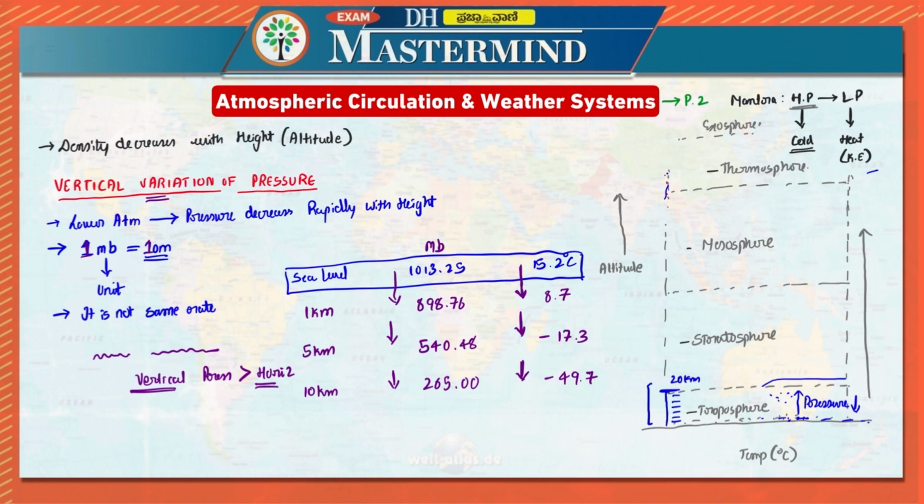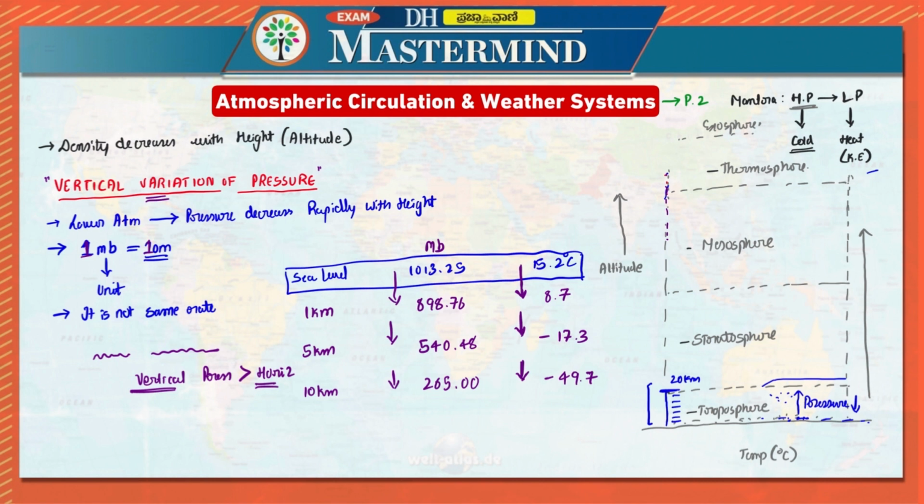I hope till here it is very clear. Till here we have discussed the basics of the air, atmospheric pressure, the basics of the structure of atmosphere and also vertical variation in pressure. I am taking it very slow because it might get a little complex if you are new to geography, but these are very important parts of the examination.